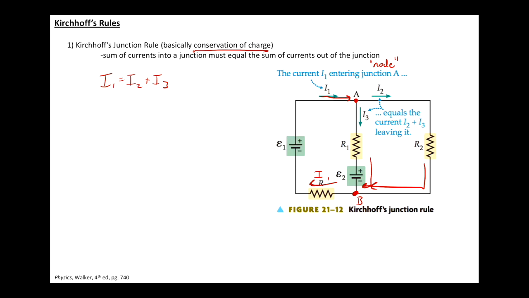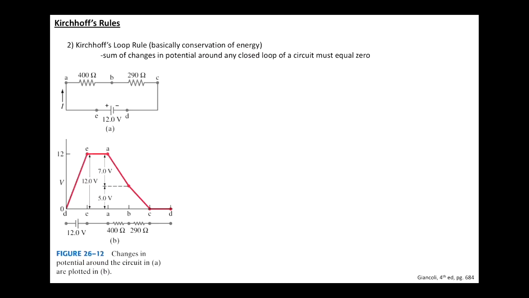That's the easy rule. The other one is the one that, once you get it, it's not bad, but it tends to mix up a few people along the way, and that is the loop rule, which is basically conservation of energy. What we're saying with the loop rule is that if we think of potential, again, as height, if I go around a loop of any type in the circuit, when I get back to where I started, I have to be back at the same height.